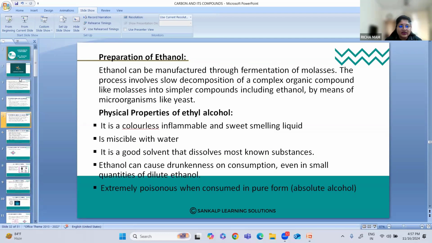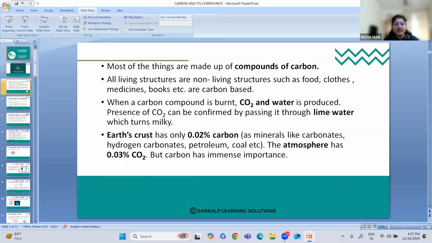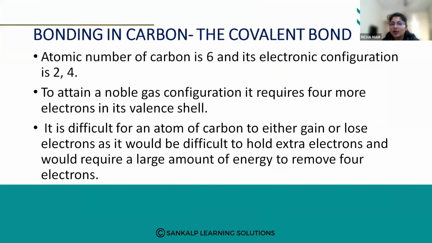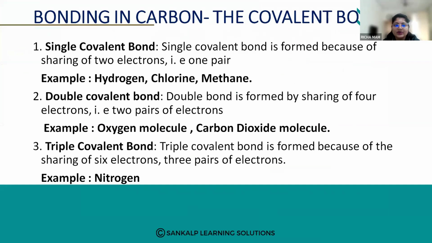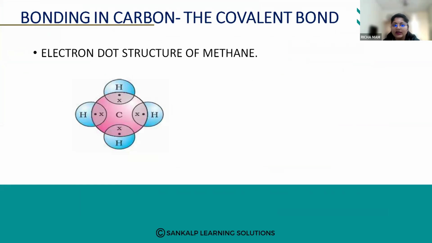So what all things have we discussed? Let me recap. We started with the importance of carbon and its compounds. Then we discussed the bonding in carbon: what is a covalent bond, and what are the types of covalent bond, single, double, and triple covalent, with examples. Then we saw the electron dot structures of the hydrogen molecule, oxygen molecule, nitrogen molecule, as well as the electron dot structure of methane.